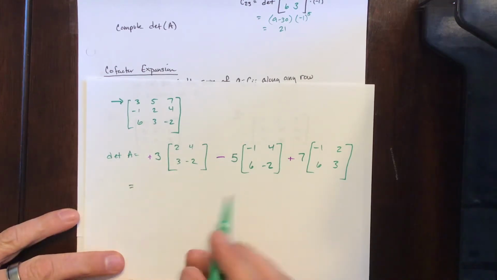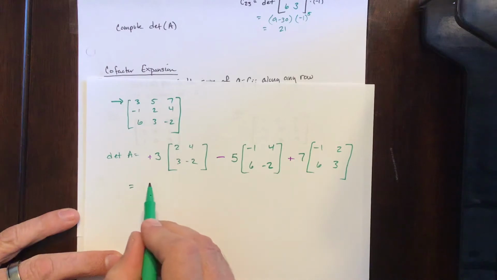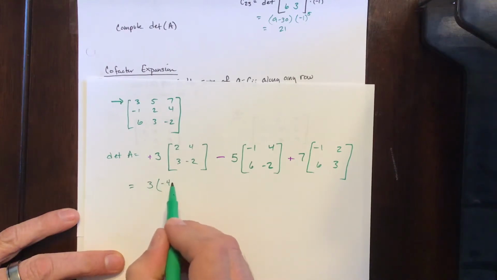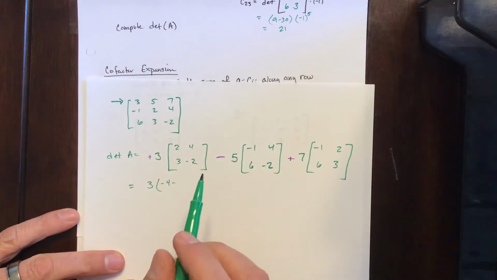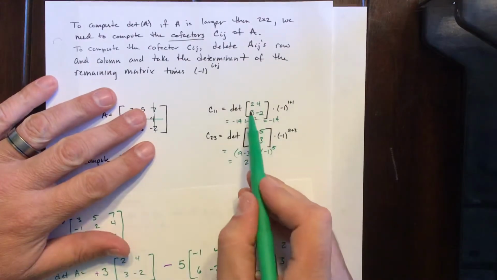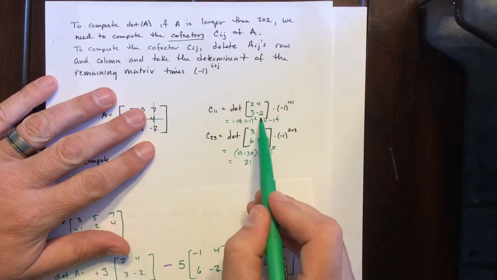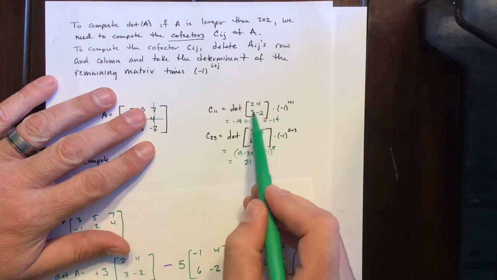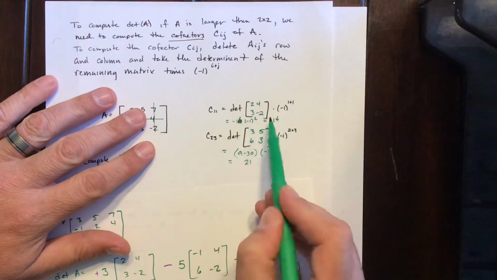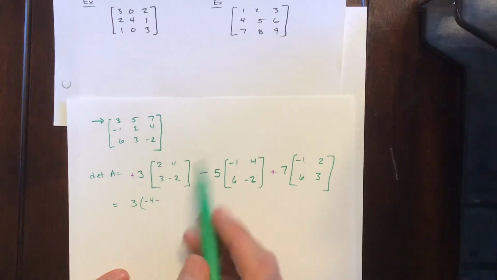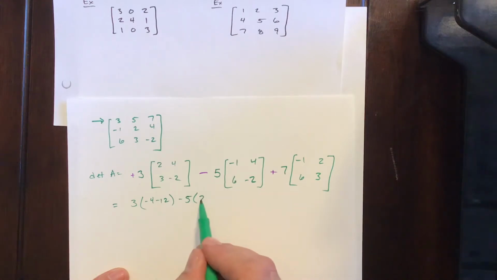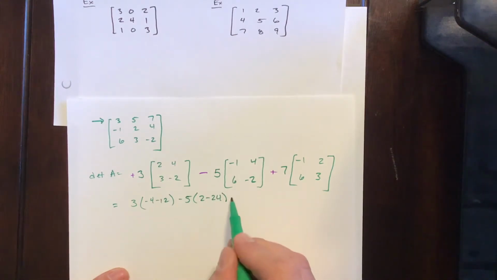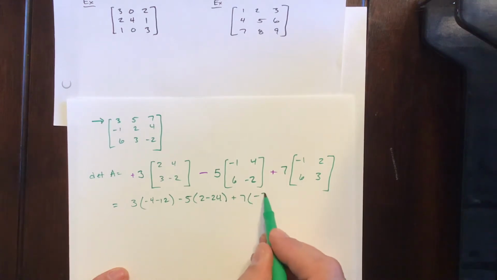And we compute the determinant. 2, negative 2, that's, well, this is 3. That's minus 4, minus 12. Did I get the first one wrong? I guess I did. This right here is negative 4 minus 12, that's negative 16. Sorry about that. So negative 4 minus 12, that's negative 16. Minus 5 times, that's positive 2 minus 24, plus 7 times minus 3 minus 12.